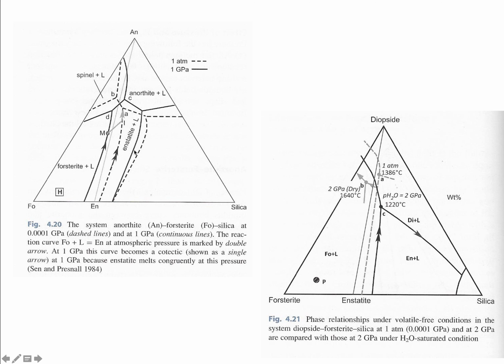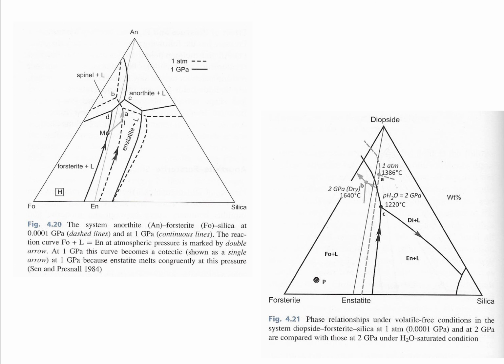Then we have here again the diopside on the right hand. We have the diopside, silica, forsterite. We are dealing here with the curve at number B at 1640 degrees Celsius at a pressure of 2 gigapascal for a dry rock composition.